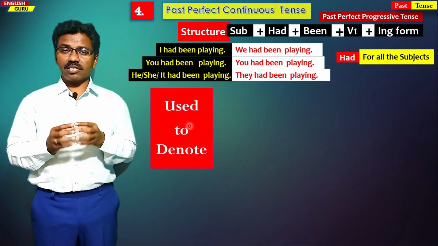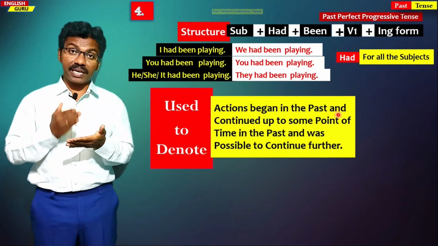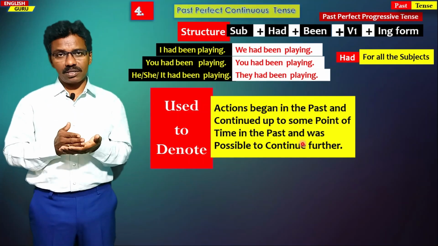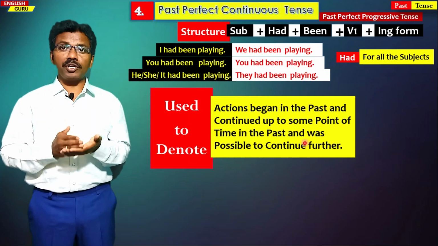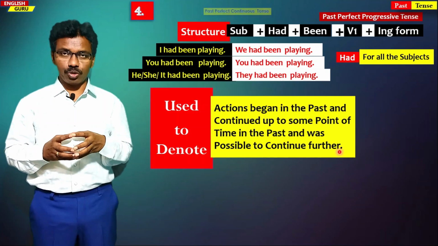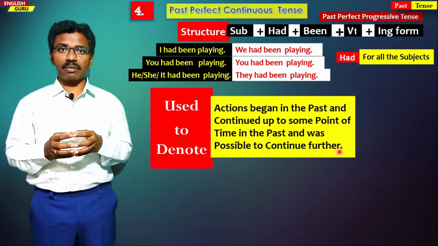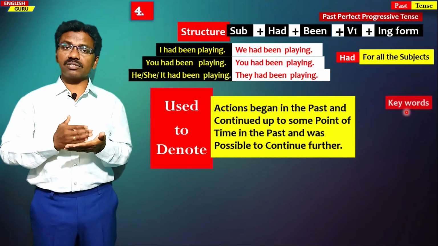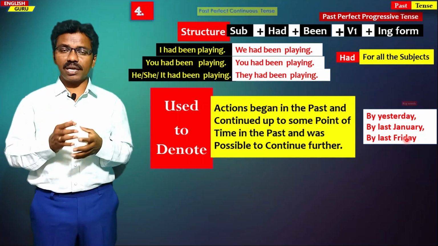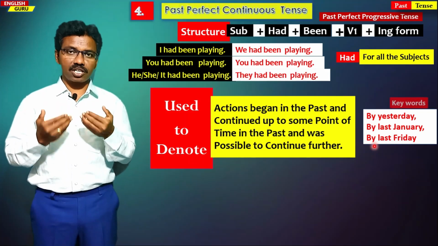So this past perfect continuous tense is used to talk about the actions which began in the past, continued up to some point of time in the past, and were possible to continue further also in the past. And for such kinds of actions we use past perfect continuous tense. And there are certain keywords like by yesterday, by last January, by last Friday, by last Sunday, by last Monday. These are all the key terms that are used in past perfect continuous tense.